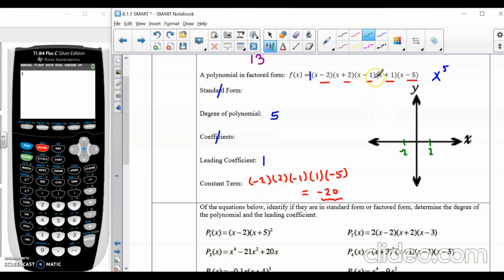X minus 1 is going to tell us we have one at positive 1. X plus 1 tells us there's one at negative 1. And then x minus 5 tells us there's one at positive 5. So the only thing left to do is draw in our curve, and the problem here is that we don't actually know what the shape is going to look like. We don't know if it's going to come down or start at the bottom and go up.